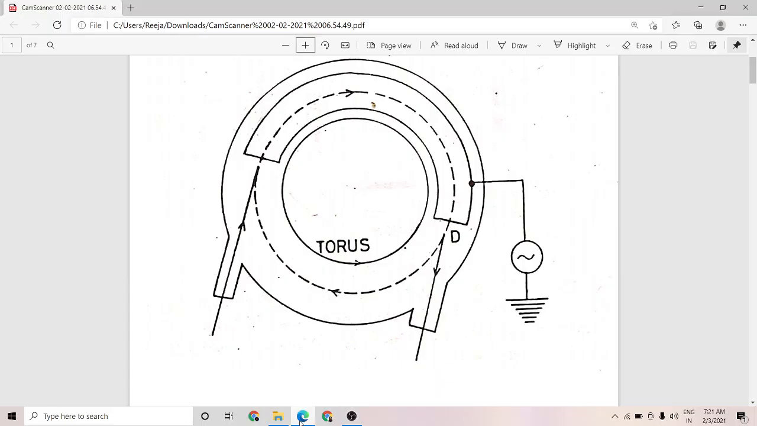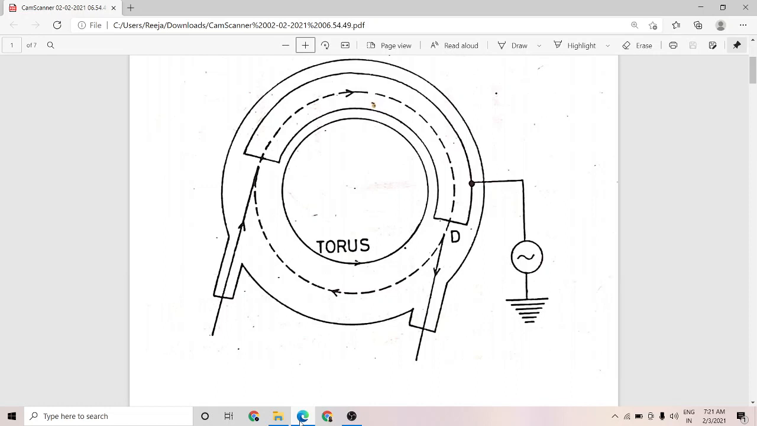Hi students, in today's session we are going to discuss synchrotrons. When we discussed cyclotrons, we had seen that when the velocity of the ions increases to very high values, then there will be a relativistic increase in their mass.